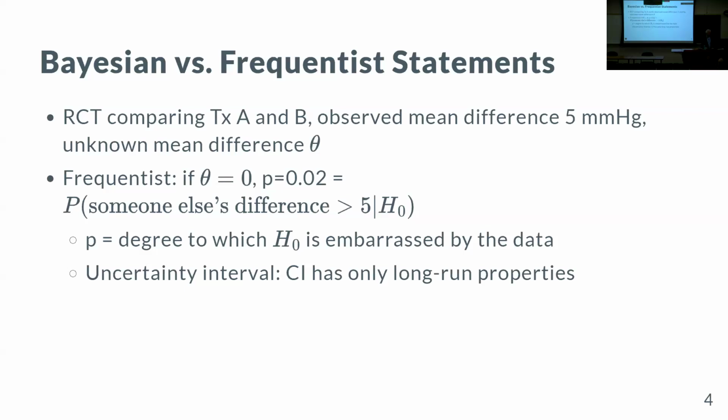And then you have uncertainty intervals like confidence intervals. And the problem with them is people can't really define what they mean. Yet another paper came out this week talking about this. It's an endless stream of papers about what confidence intervals don't mean. And so they only have long-run operating characteristics, whereas what we want to do is to make probability statements about the current data generating mechanism.